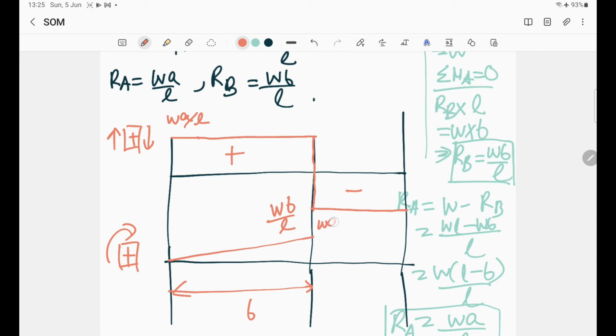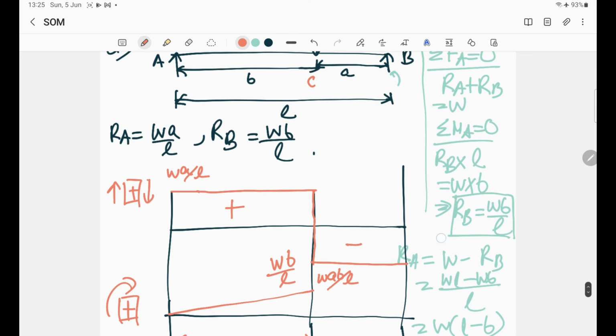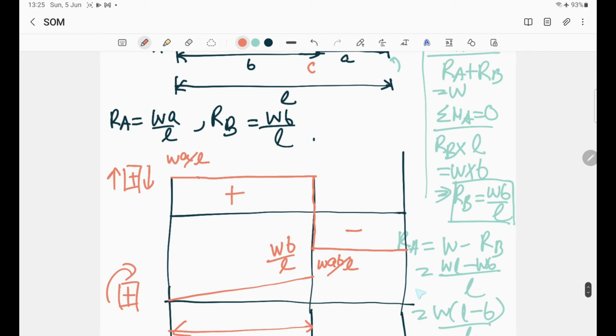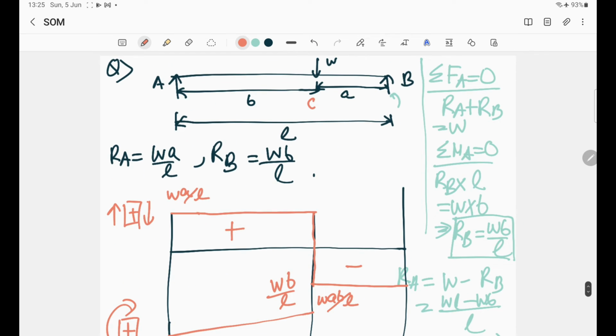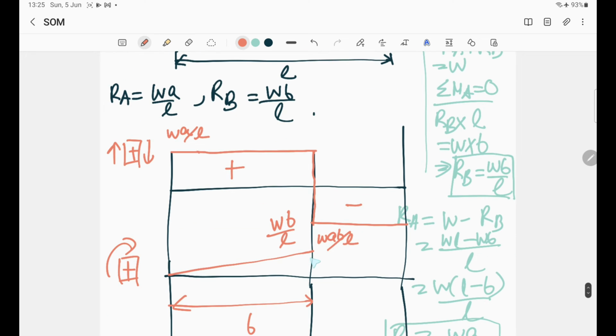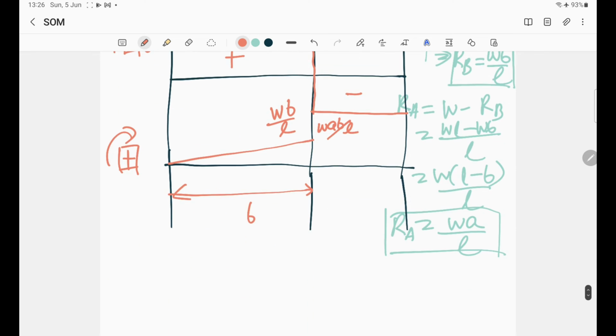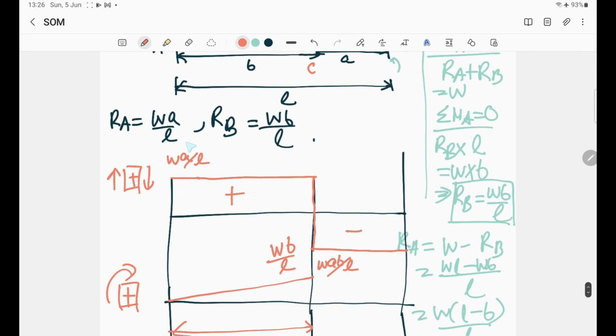So this will be WAB by L. So WA by L into your B, which is WAB by L. Since it is positive, it will be plus WAB by L. And now we have this W load here. Now W is rotating the point B in the anti-clockwise direction, so it will be negative. So the bending moment at B, let's find out.